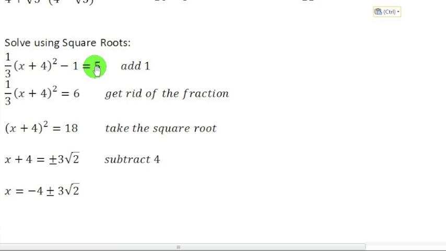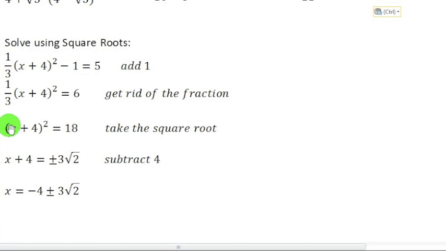In this case, we're going to start off by adding 1 to both sides, because I've got to get rid of the negative 1 here. So we'll do that first. This gives me 6 on this side. The next step is to get rid of my fraction, the 1/3. To get rid of a fraction, of course I can divide by 1/3, but it's a lot easier to think of it as multiplying by the reciprocal. So I'm going to multiply both sides by 3 over 1. That gets rid of this fraction, and 3 times 6 is 18. Now you've got it exactly where you want it.